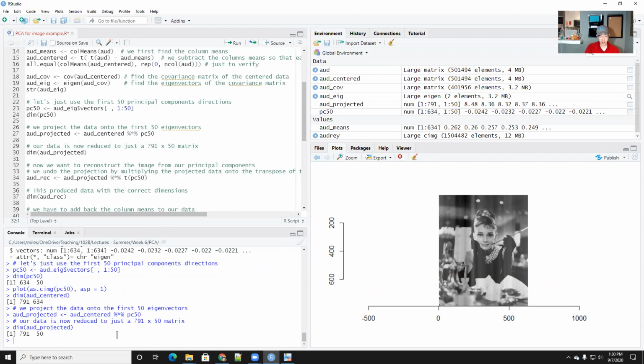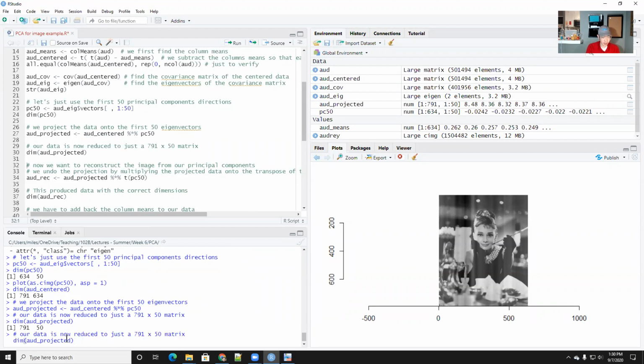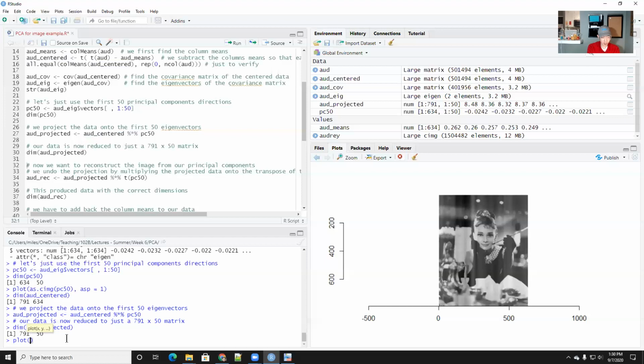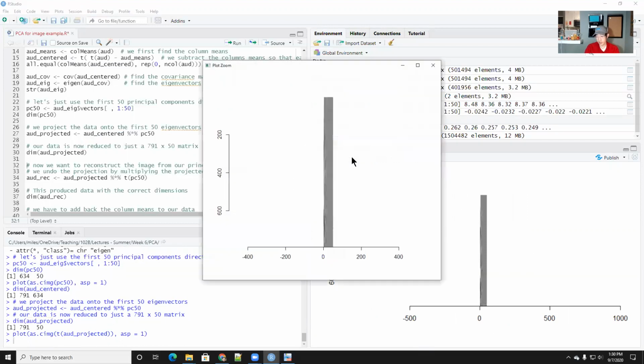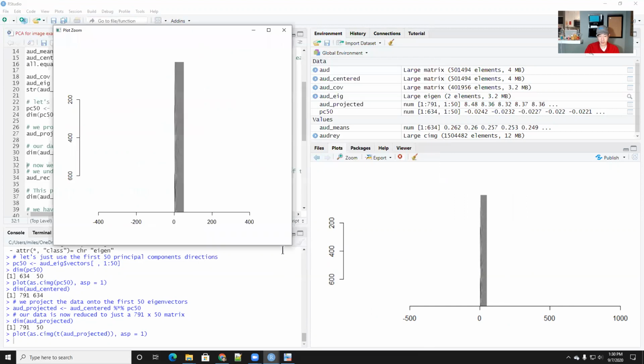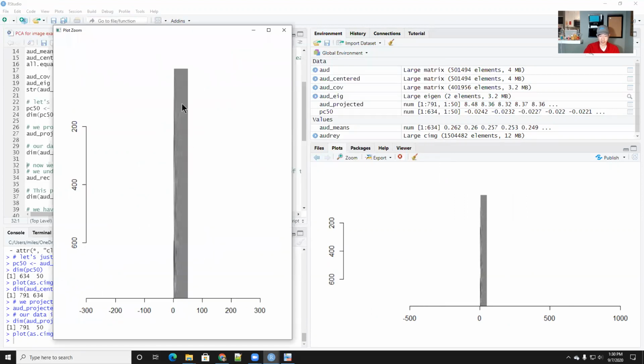And again, it does not make sense to plot this either, all right? If I try to plot the projected data, there's no meaning here either, okay? So this is the data when we've projected it down to 50 dimensions, which doesn't have meaning to our eyes if we try to look at it directly like this.